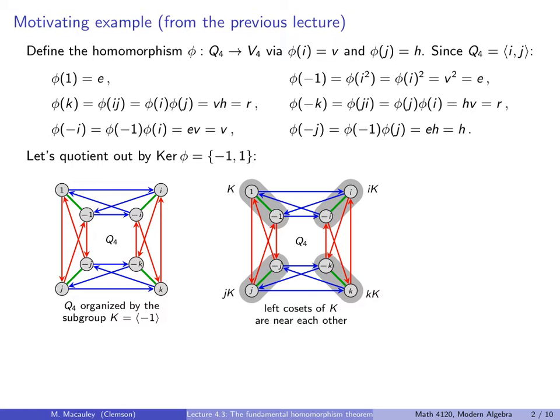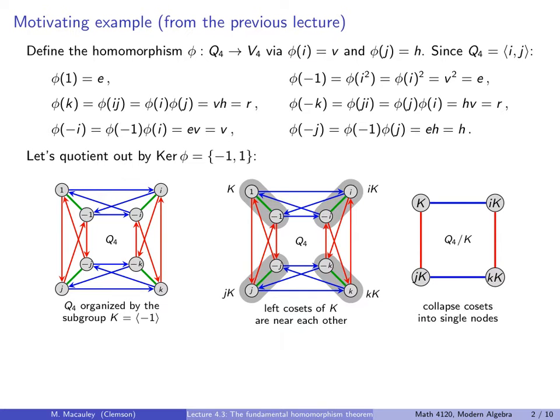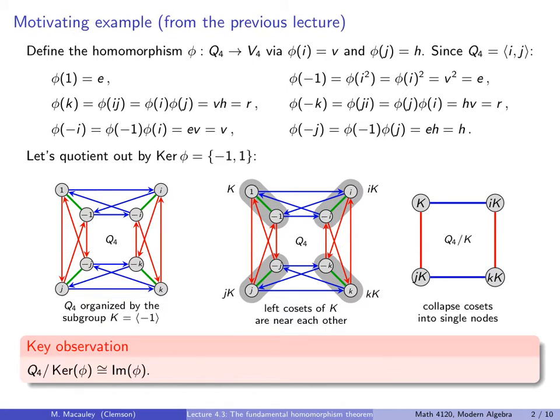The left cosets of K are near each other, so you can see them visually. They are those identical copies of K that permeate the Cayley diagram. And when we collapse those cosets into single nodes, we get a Cayley diagram right here that looks just like the Cayley diagram of the image of phi, which is V4. So the key observation here is that Q4 mod the kernel of phi is isomorphic to the image.